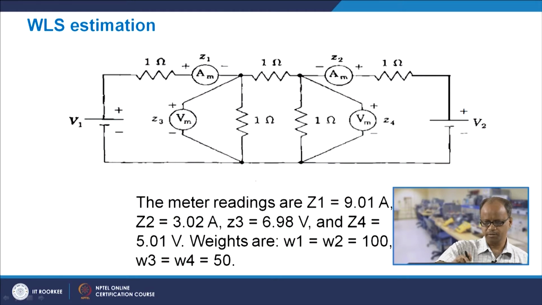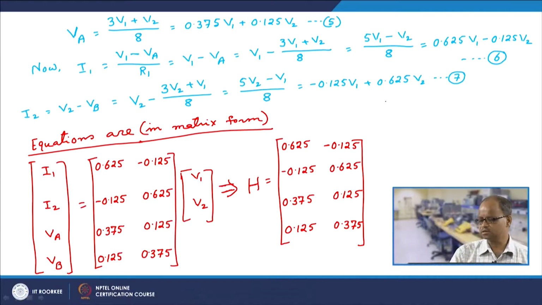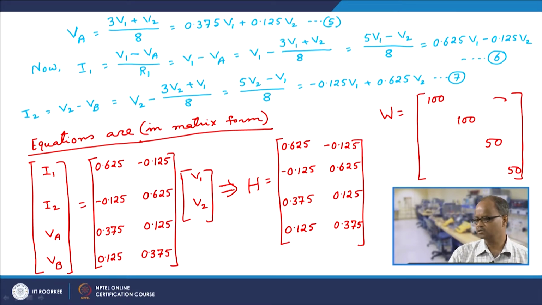Our H matrix, as we have already seen, is 0.625, minus 0.125, minus 0.125, 0.625, 0.375, 0.125, 0.375, 0.125. And our W matrix, that is the weight matrix, is a diagonal matrix. So, it is a 4 cross 4 matrix: 100, 100, 50 and 50, and the off-diagonal quantities are 0.